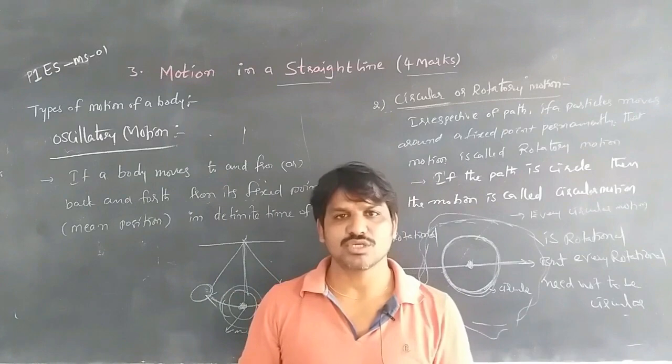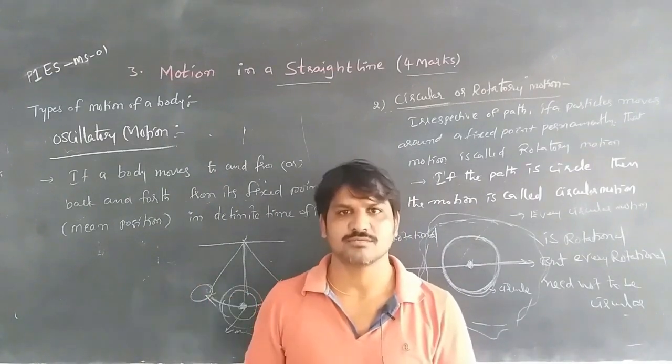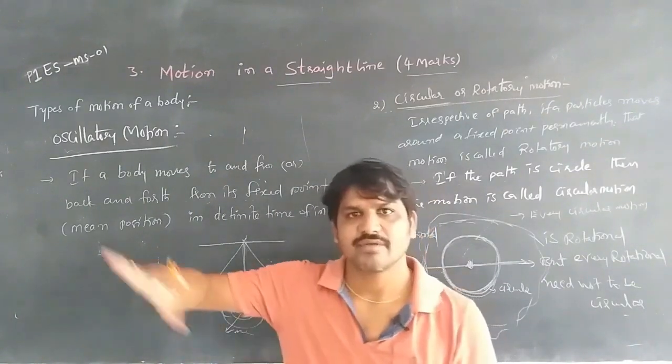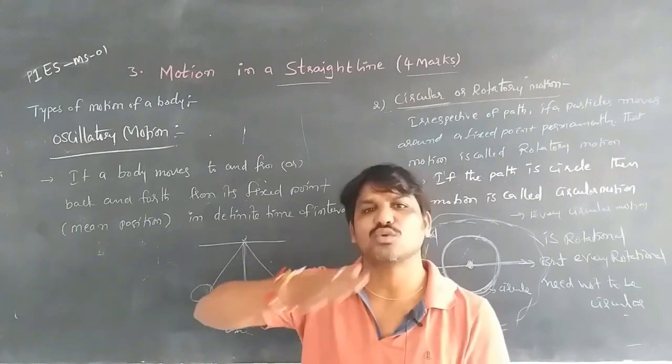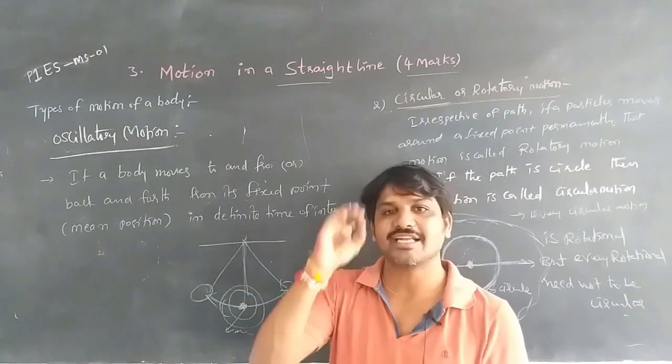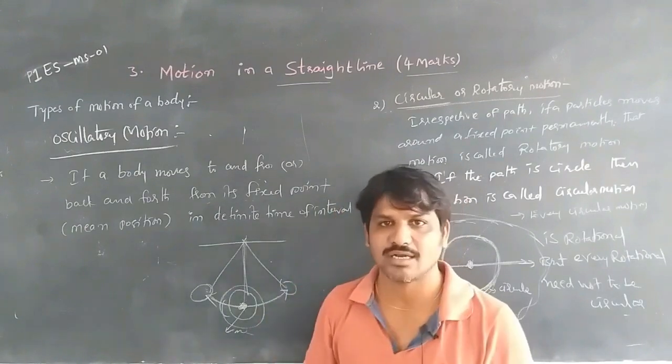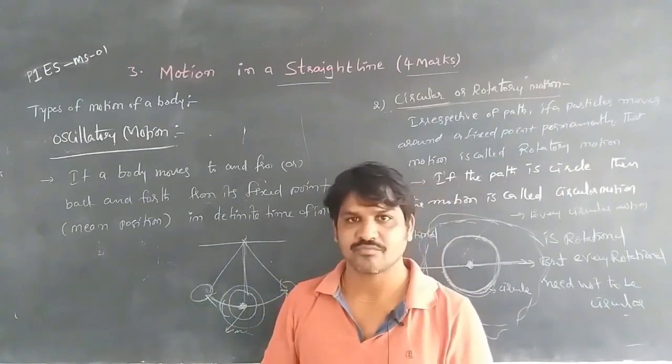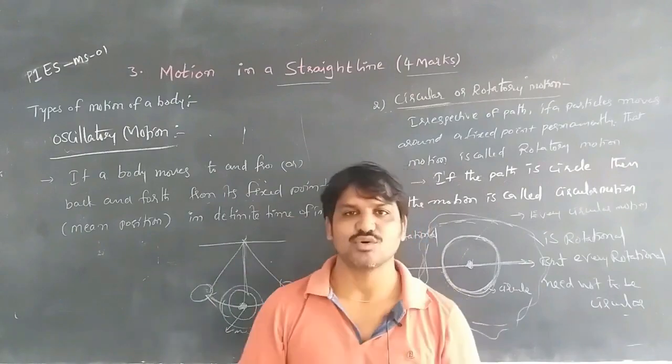If the body moves to and fro or back and forth, like a swing, when the motion of a particle moving to and fro from its fixed point or its mean position in a definite time interval is called oscillatory motion. These are the three types of motions.